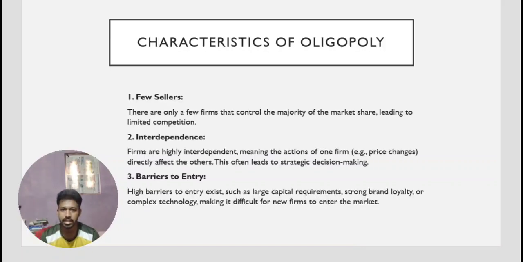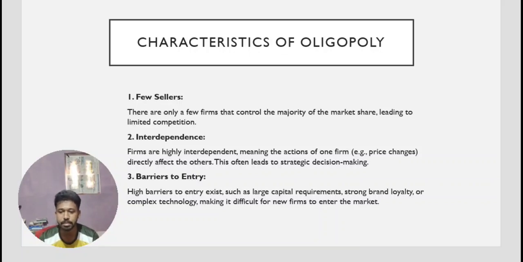Characteristics of oligopoly. First, few sellers. There are only a few firms that control the majority of the market share, leading to limited competition and interdependence. The firms are highly interdependent, meaning the actions of one firm, for example price changes, directly affect the others. This often leads to strategic decision making.